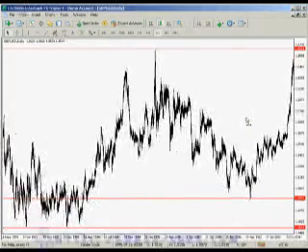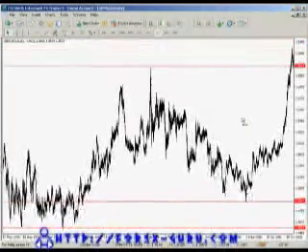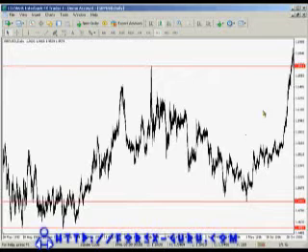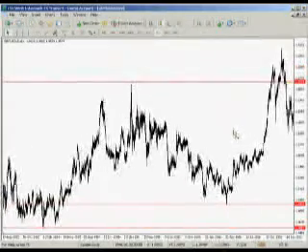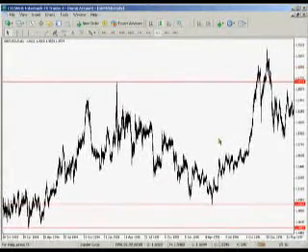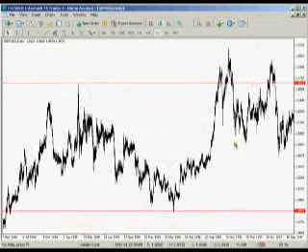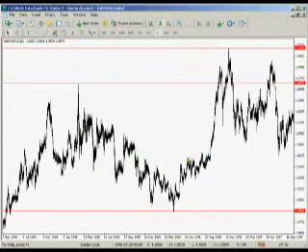Now let's go ahead and fast forward. Now we can see price has broken through. Is that important information? Absolutely it is. Let's just go through here and identify some other areas. There's another area of resistance and support.